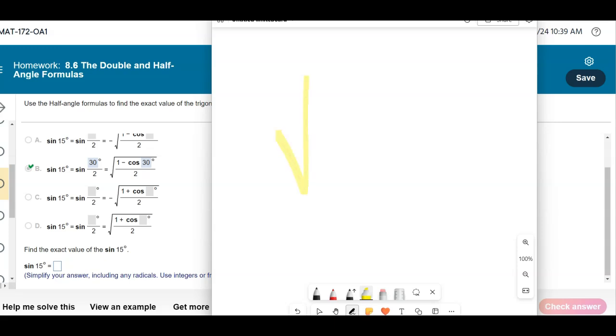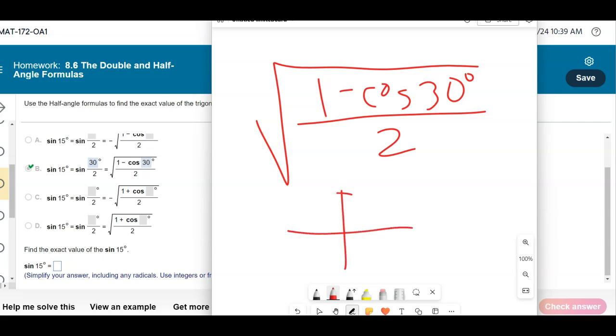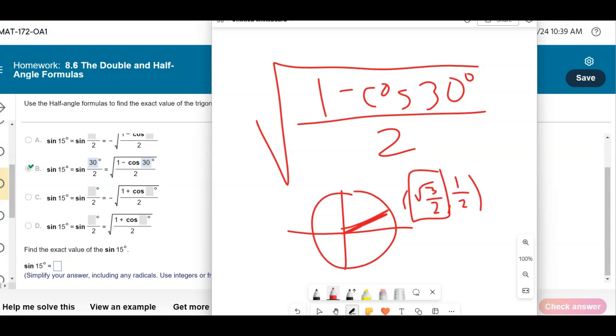So we're taking the positive square root of 1 minus the cosine of 30 degrees. And then we are dividing that by 2 before we take the square root. All right, the cosine of 30 degrees, again, unit circle. 30 degrees is this first special angle here. So the point is the square root of 3 over 2 and 1 half. Cosine is the x-coordinate. So cosine of 30 is the square root of 3 over 2.